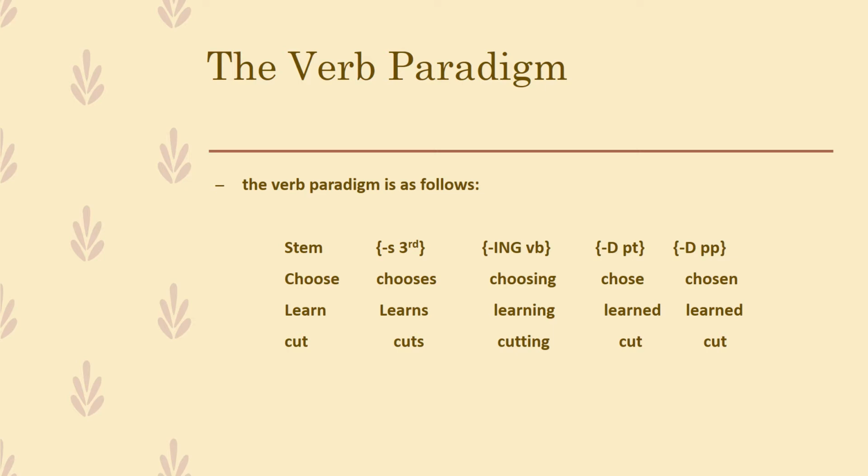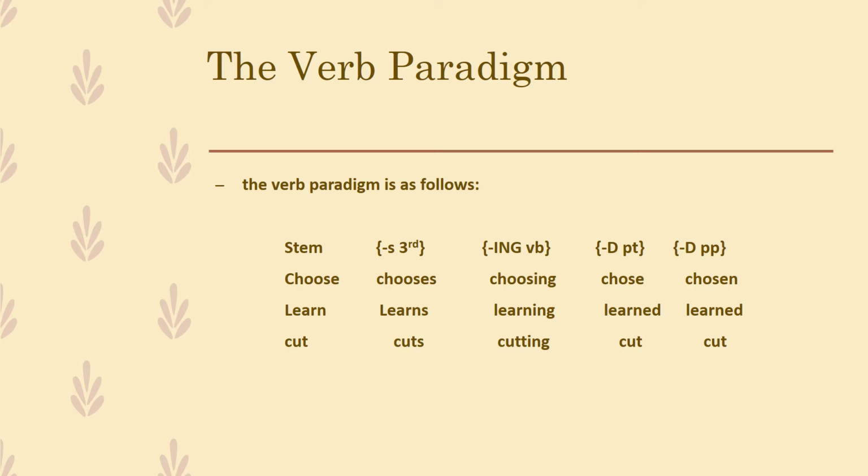For example, the verb ask. Ask, asks, asking, asked, and asked. So we have also 4 forms. So all the verbs with ed past tense are considered as having a 4-form verb paradigm. We have another type of verbs that have only 3 forms.